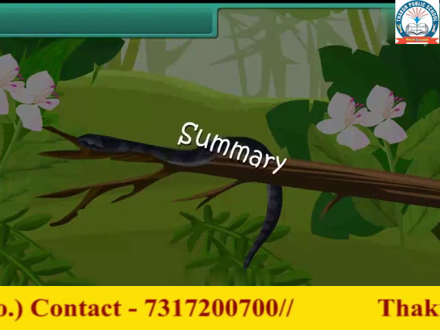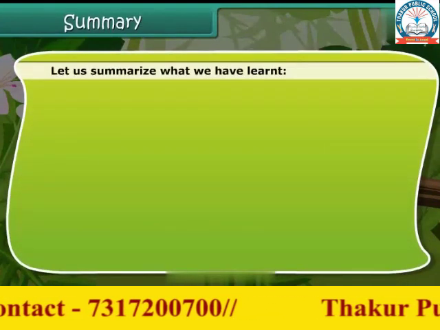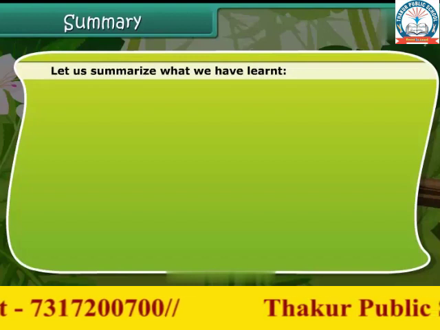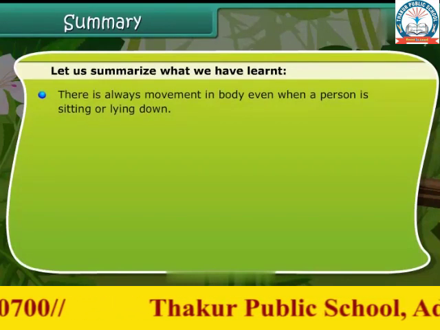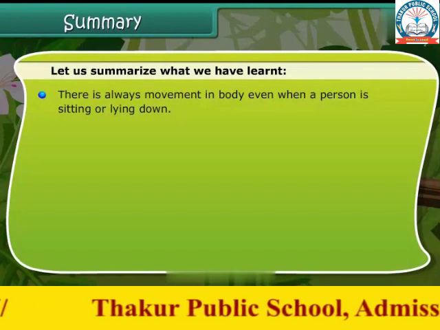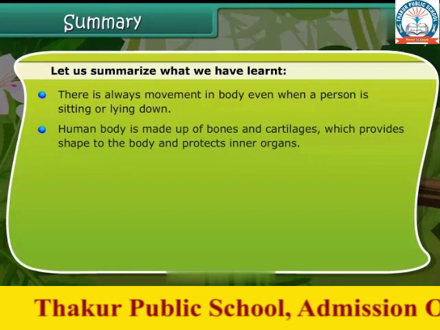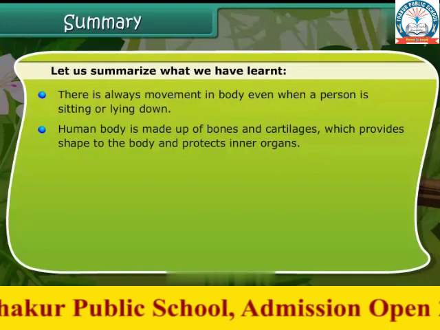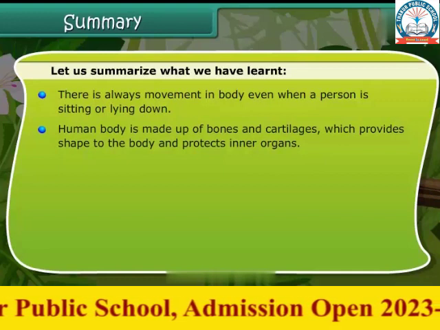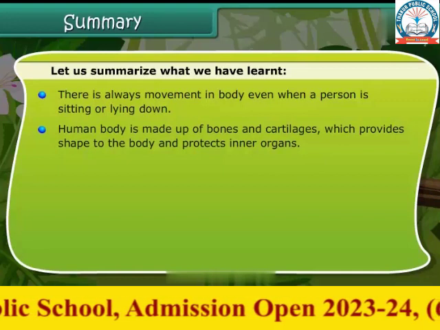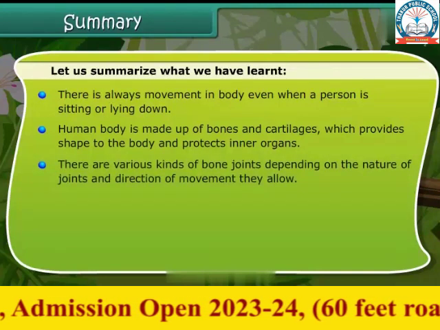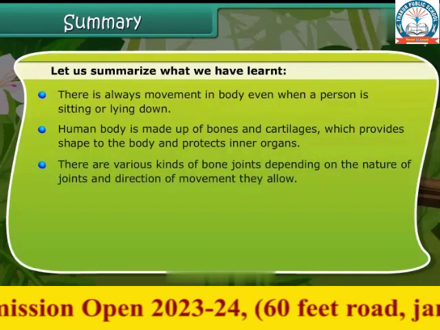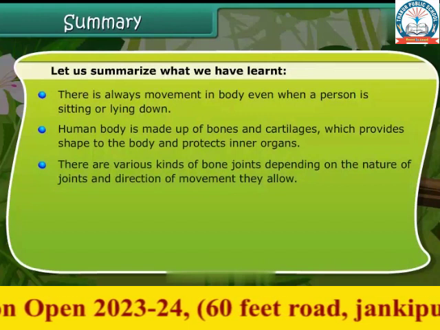Summary. Let us summarize what we have learnt. There is always movement in the body even when a person is sitting or lying down. The human body is made up of bones and cartilages, which provide shape to the body and protect inner organs. There are various kinds of bone joints depending on the nature of joints and direction of movement they allow.